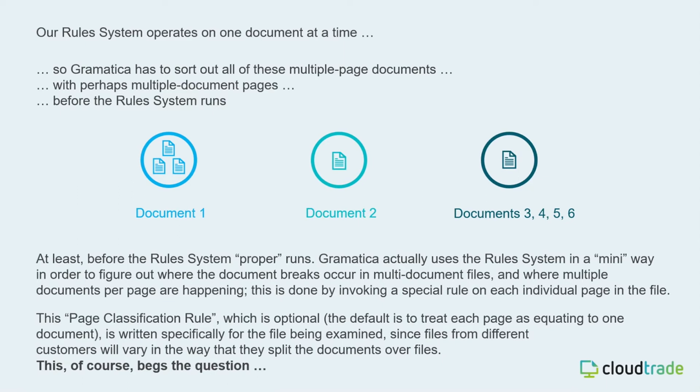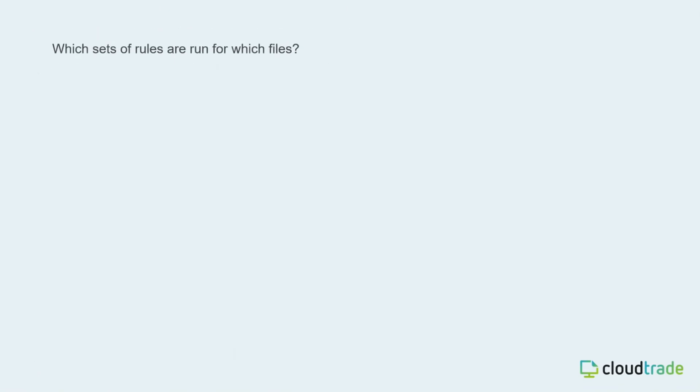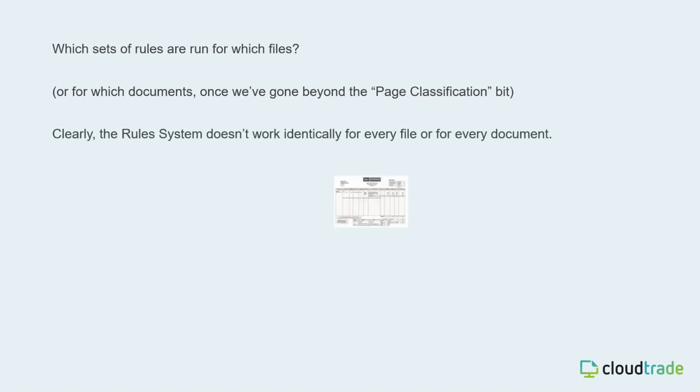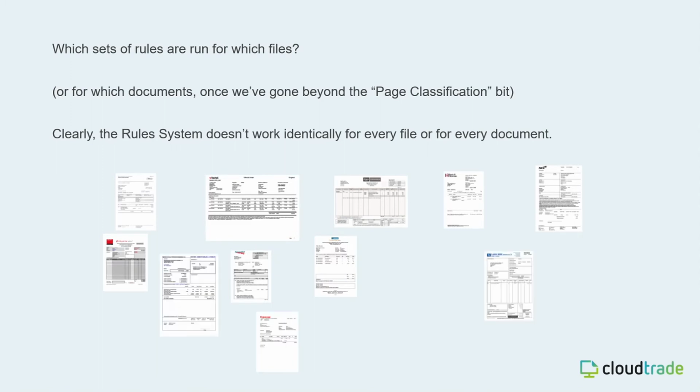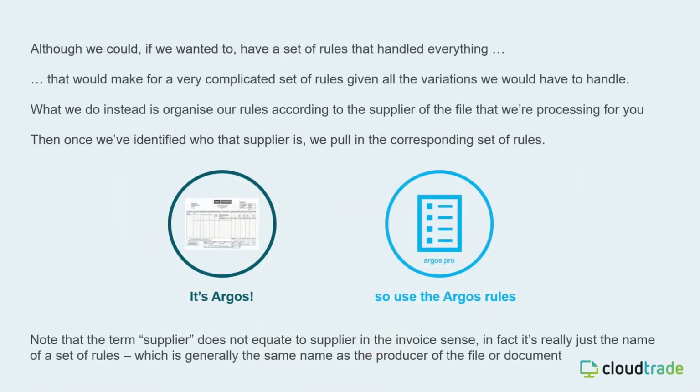It's called a page classification rule, and it's written specifically for the file being examined, since different files will have different page breaks. Which begs the question, of course, what rules get run for which files, because even the page classification is individual to the sender of the file. We clearly aren't going to run exactly the same rule system for every different sender that sends us a document. I mean, we could, if we wanted to, have a set of rules that handled everything, but it makes for a very complicated set of rules, given all the variations you have to handle.